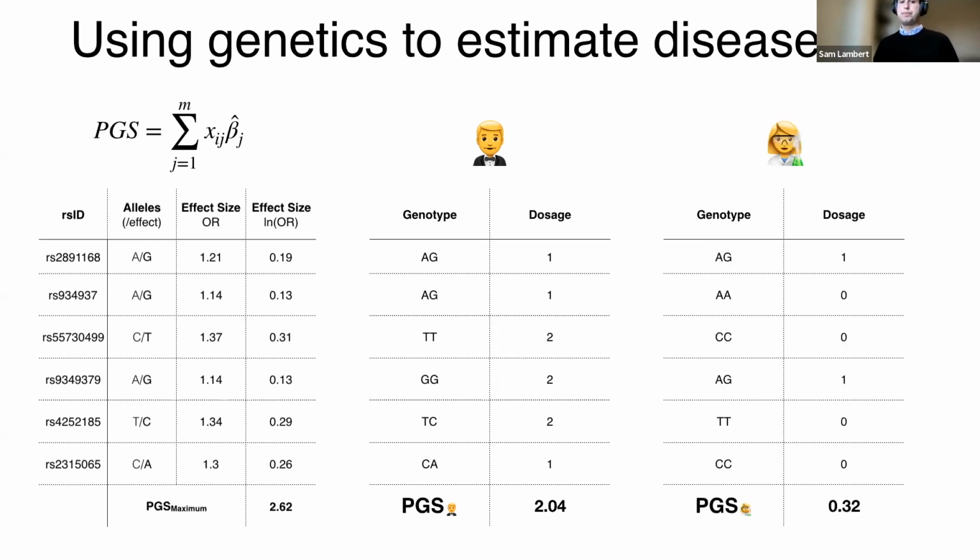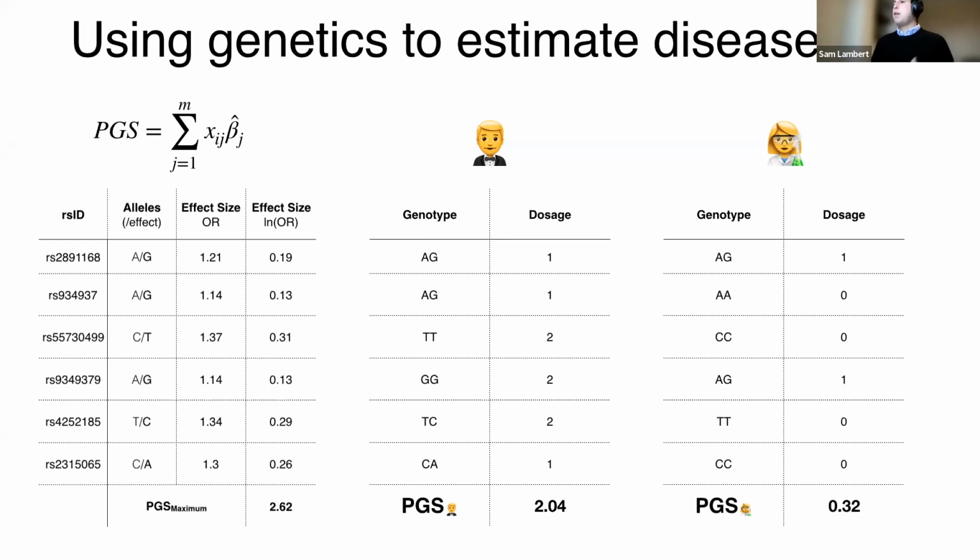But this other person, maybe she's a female scientist, so it could be Samantha or Amy, they're more likely than maybe me, the person in the tuxedo, and they don't have many copies of the risk alleles. So when you calculate their polygenic score, it's much lower. It's only 0.32, and that's lower than in the population.